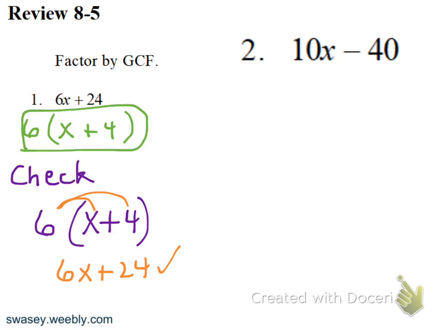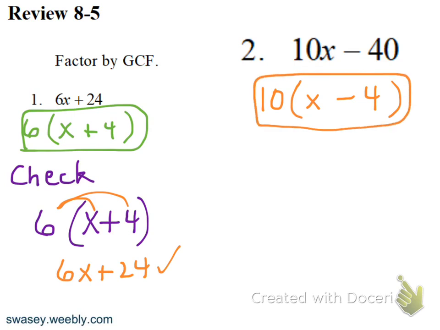When you look at factors of 10, you've got 1 and 10, 2 and 5. And in factors of 40, you also see 10. 4 times 10 is 40. So 10 is your greatest common factor. We'll divide each term by 10. 10x divided by 10 is x. Negative 40 divided by 10 is negative 4. You can check it by distributing.